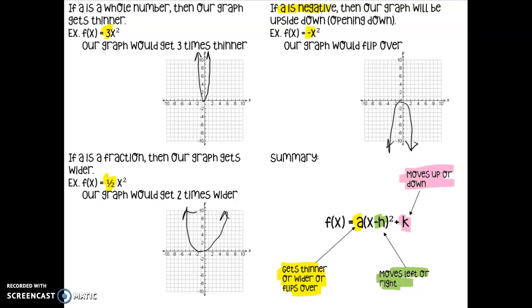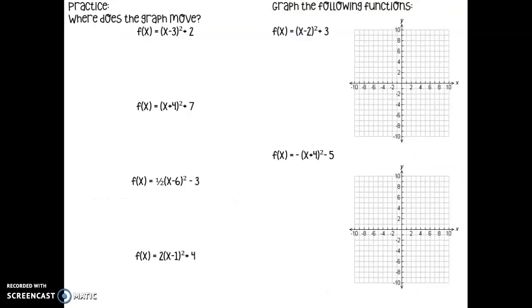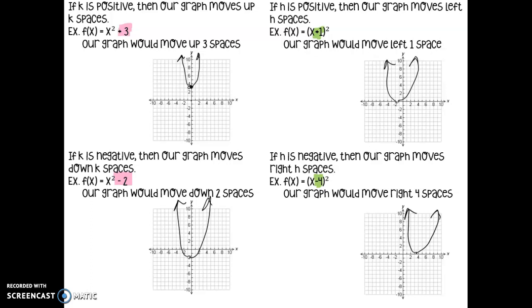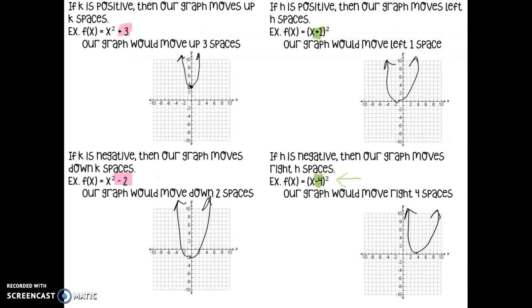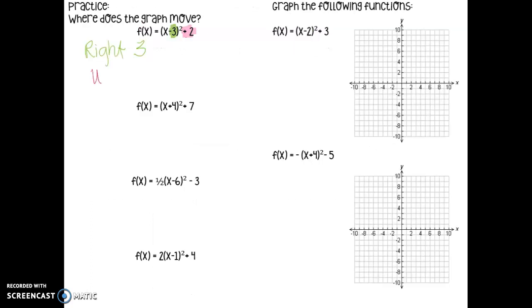So let's look at some examples. In this first one, I see I have an h value and a k value. My h value is minus 3. If I look back at my notes, if I have a negative, my graph will move right. So if I see a minus 3, my graph will be moving right 3 spaces. If my k value is positive, I move up. So in this case, my graph would also move up 2 spaces.